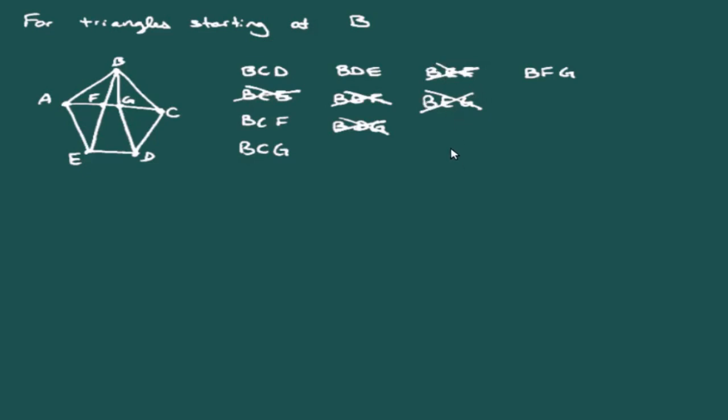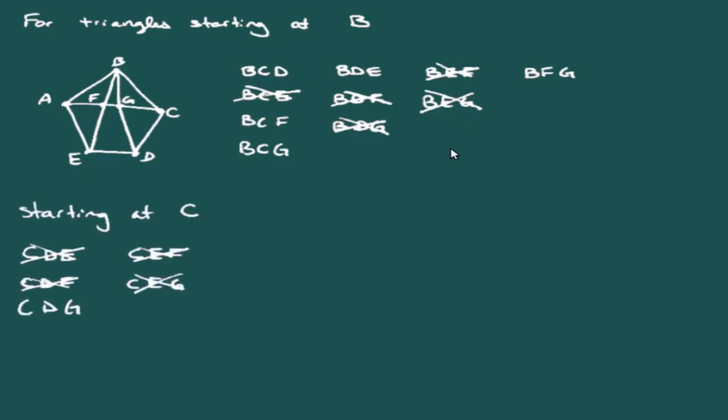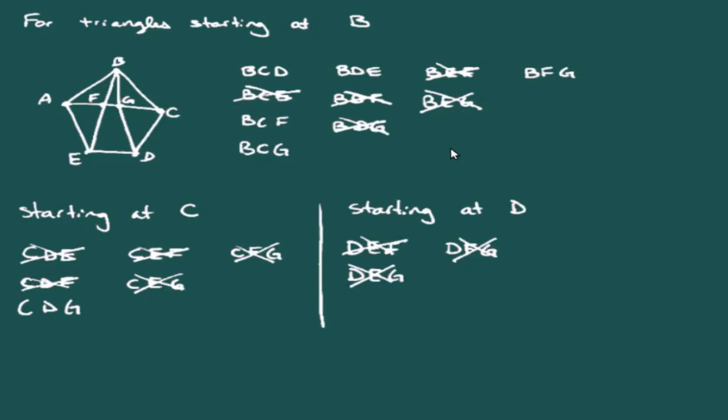So from there, what's our next smallest vertex? Well, what if our next smallest vertex is C? How many possibilities do we have? Well, CDE, CDF, CDG, CEF, CEG, and CFG. And from there, which ones actually correspond to triangles? The only one that does is CDG.